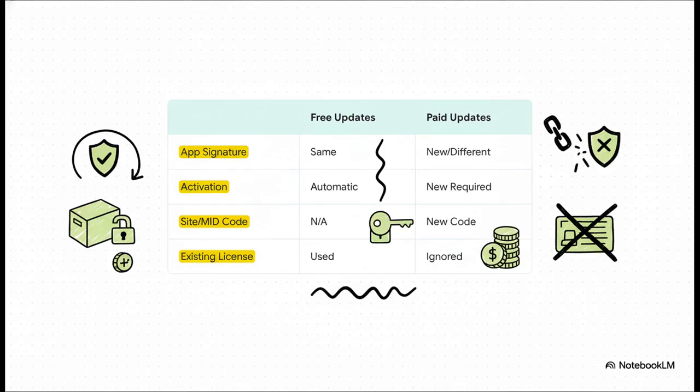But for a paid update, you just change that application signature. That single change tells the system, hey, treat this like a brand new application. It will ignore the old license and force the user to get a new activation.